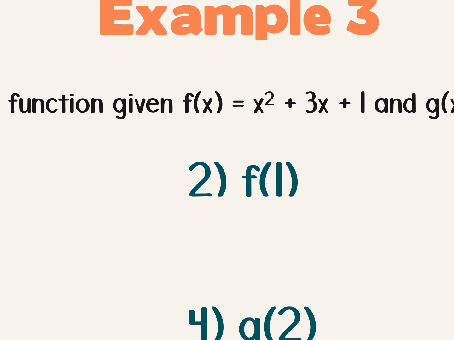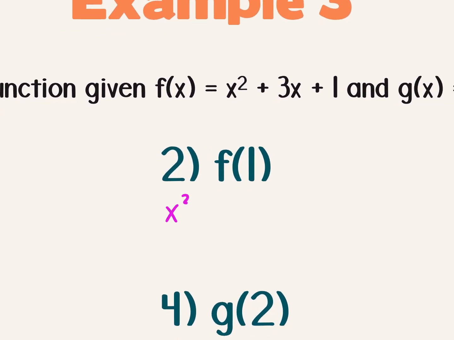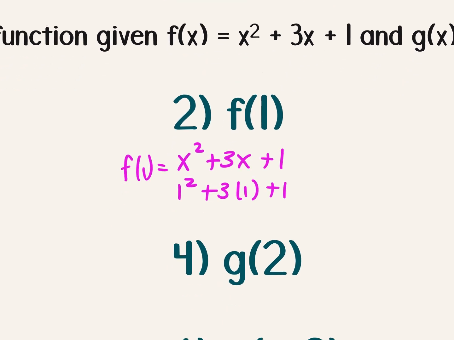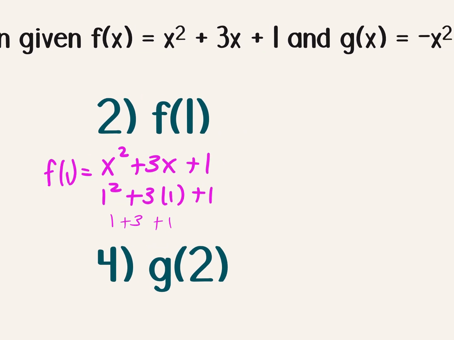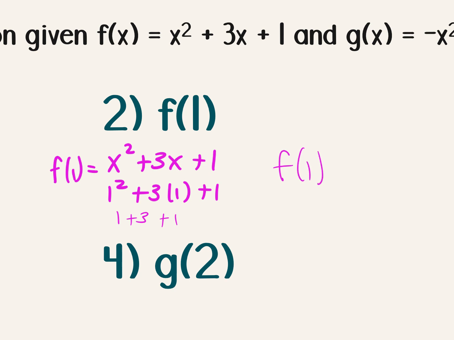All right, so let's evaluate the rest of these. We're going to say f of 1. So again, I'm going to use the f function, x squared plus 3x plus 1, and I'm going to use 1 for all my x's. So 1 squared plus 3 times 1 plus 1. What's 1 squared? 1 plus 3 plus 1. What's 1 plus 3 plus 1? 5. So f of 1 equals 5. As an ordered pair, that's 1 comma 5. What you plug in for x, what'd you get out for y?